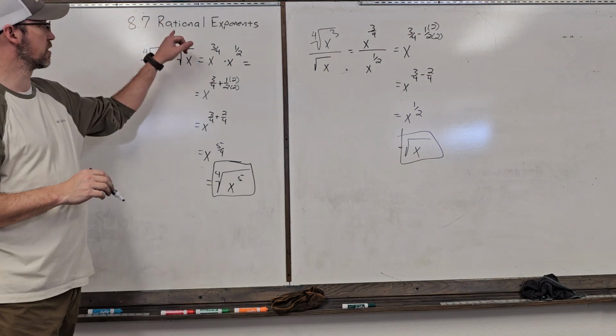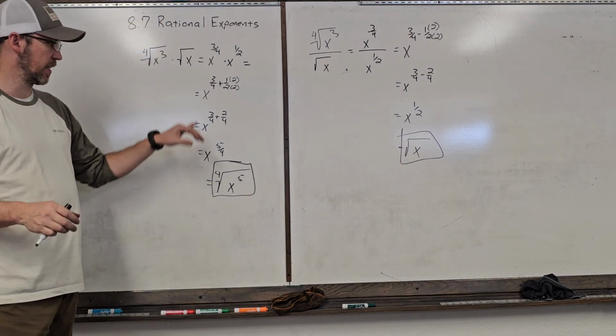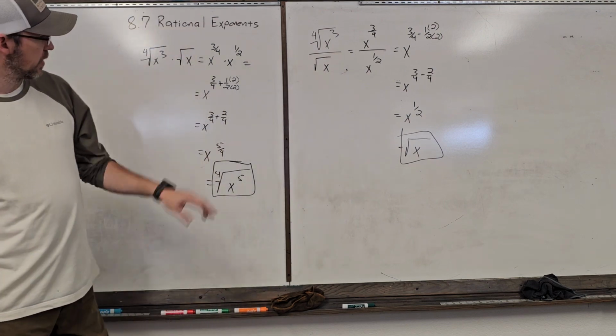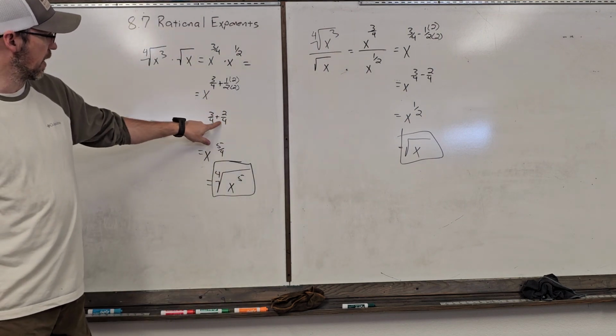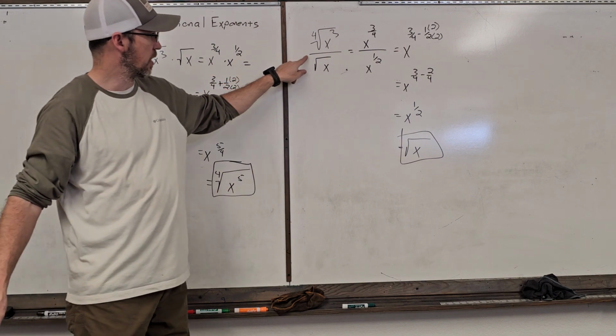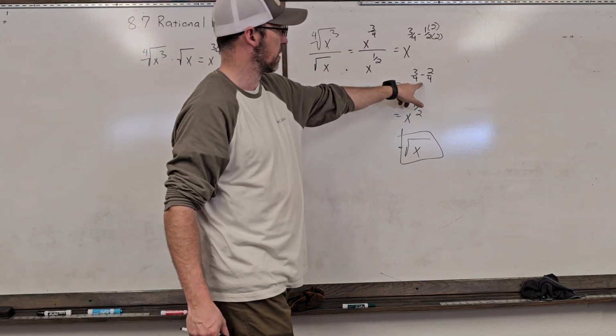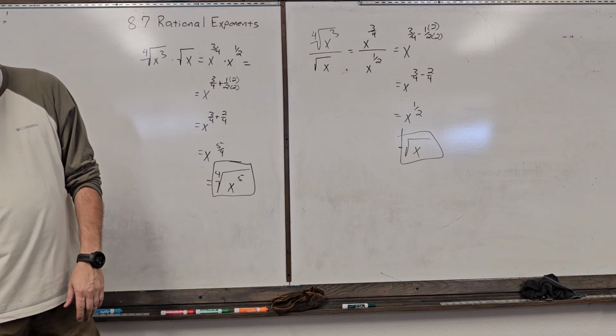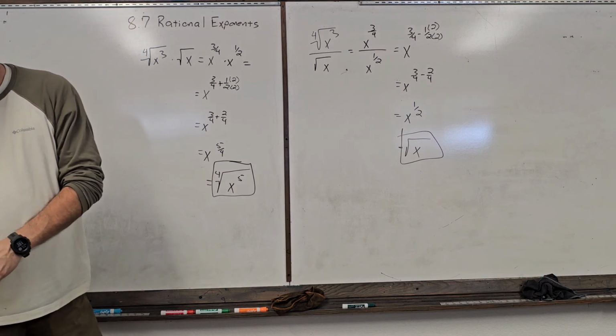All right, so changing it to rational exponents, simplifying, adding or subtracting them, depending on whether you're multiplying or dividing. Anytime you multiply them, you're going to be adding the exponents. Anytime you divide, you're going to be subtracting the exponents, making sure that you get a common denominator in the process. All right, so that'll get you through 8.7.